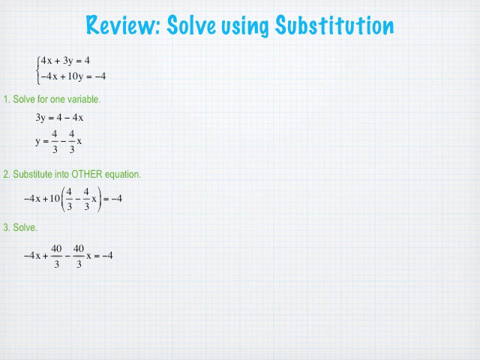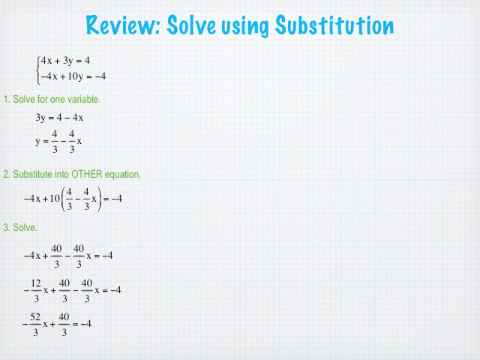My next step is to combine like terms. Well, the like terms I have are negative 4x and negative 40/3 x. Those both have an x. To combine those, I need a common denominator. So negative 4x would be negative 12/3 x. I'd multiply top and bottom by 3. And now I can combine those. So negative 12/3 x and negative 40/3 x would give me negative 52/3 x. I still have that plus 40/3 equals negative 4.